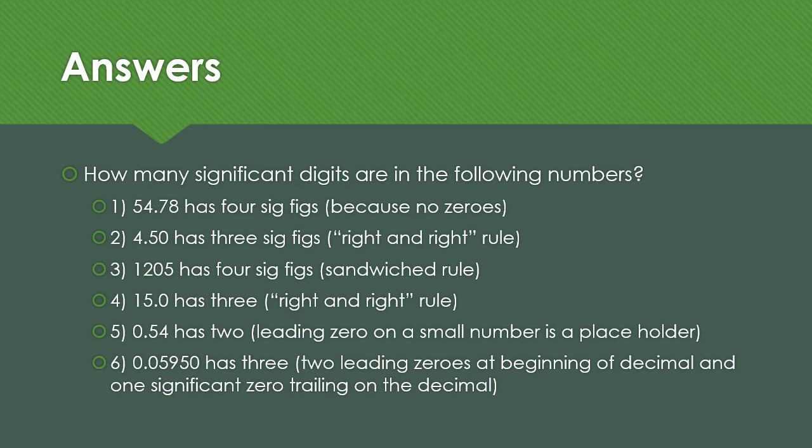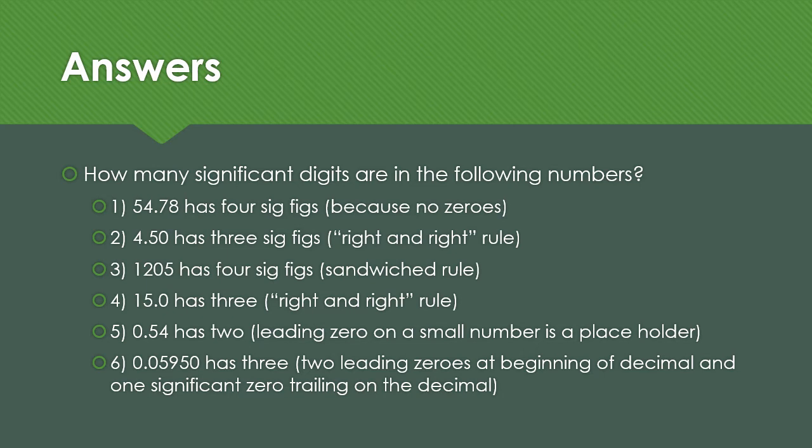54.78 has 4 sig figs because there are no zeros there, so we don't have to question any of the numbers there. They're all digits 1 through 9, so they all count. In the number 4.50, there are 3 total significant figures. That 0 follows our, quote, right and right rule. It is to the right of a decimal and right of a significant figure. Another way to think of this is it's a 0 that trails after a decimal.